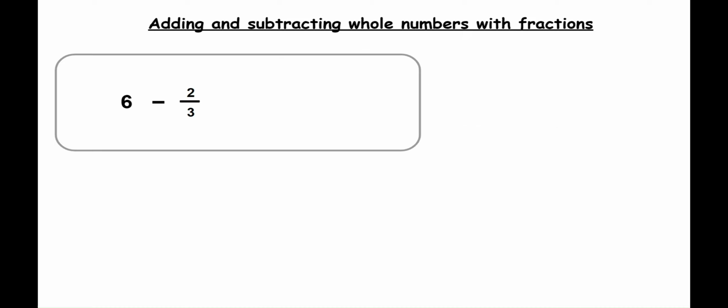Let's try one more, but this time I'm going to show you a different method for converting our whole number into a fraction. In this case, we have 6 minus 2 over 3. Now, with this method, I'm going to change the whole number into a fraction by placing it over 1. That's right. Any whole number can be changed into a fraction by placing it over 1. And the reason for that is any number divided by 1 is going to equal whatever that number is. 6 divided by 1 is 6.